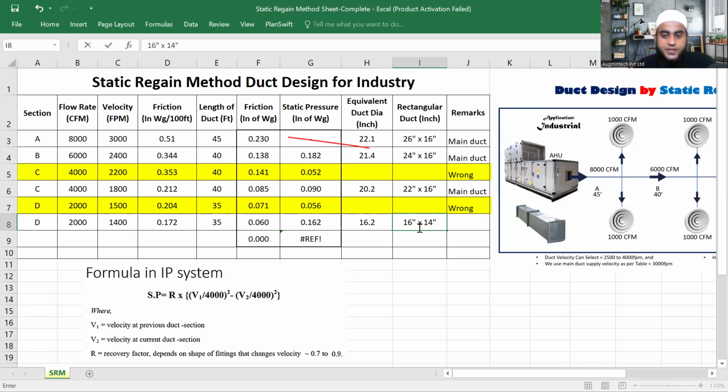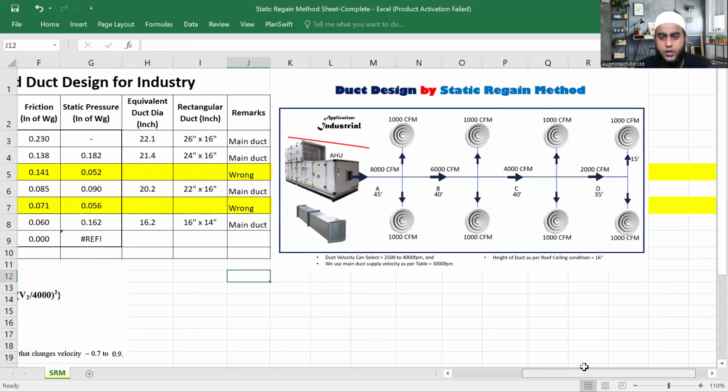This is also a main duct, so just copy paste. Clear now? The remaining is our branch duct. Up to here, we have done the sizing. All of you are clear for the main duct: how to do the sizing, how much velocity, how to maintain the velocity, and how to use this hit and trial method. Now come to the next branch duct.